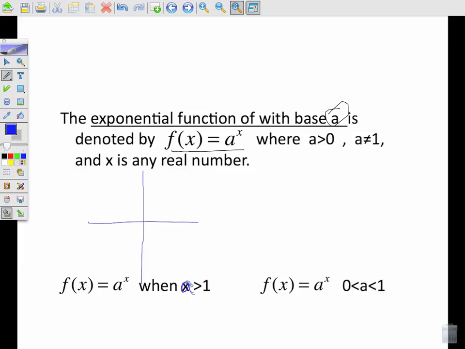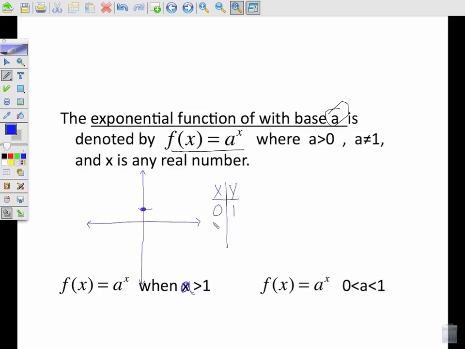All right, what we're going to do is just look at what happens for the graph. First of all, we can do that by building a table of values to start off. What happens when x is 0? Well, what is a to the 0 power? A to the 0 power is always 1. So I know my graph is always going to cross the y-axis at 1. And then I can put in other values.